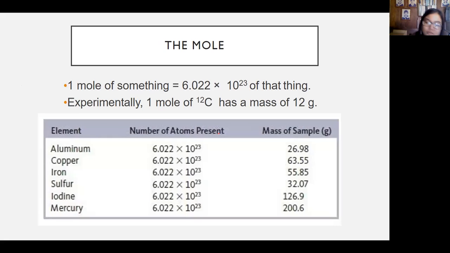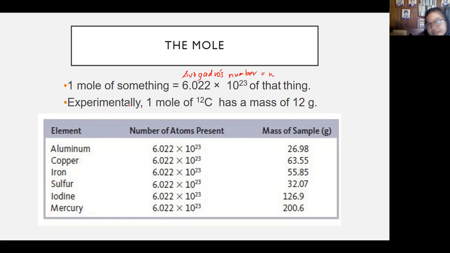So one of the things that you must always remember is the mole. Kailangan tandaan nyo lagi ito. So 1 mole of something is equal to 6.022 times 10 raised to 23 of that thing. This is also known as the Avogadro's number.